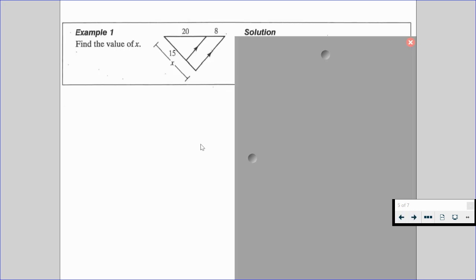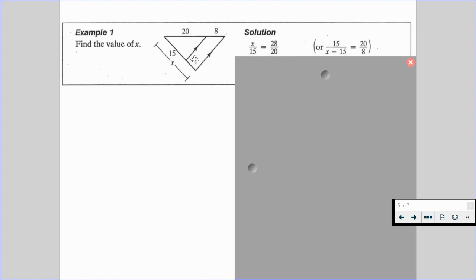In example number 1, we're asked to find the value of x. We're given a triangle on the outside. Looks like we have a set of parallel lines. We have parallel lines that are segmenting the sides of that big triangle, and we're asked to find the value of x. Now, there are a lot of different ways to set up these proportions. You could have x over 15, the whole divided by the piece, is equal to the whole 28 divided by the corresponding piece of 20.